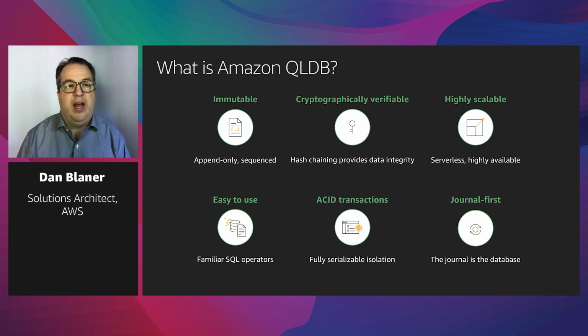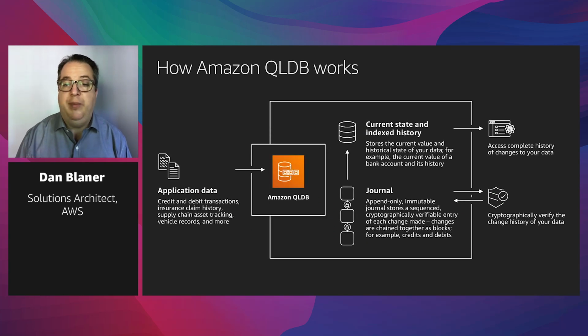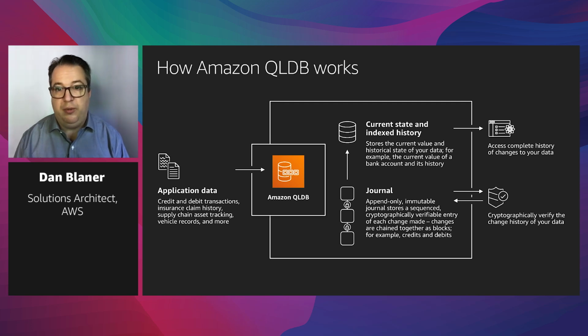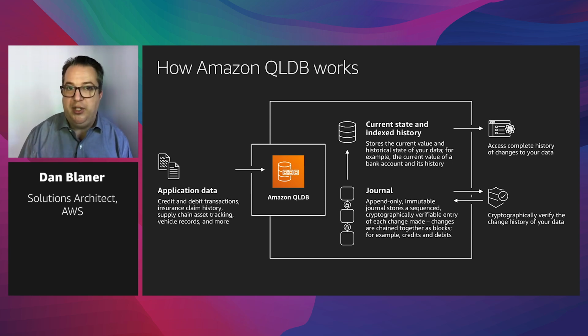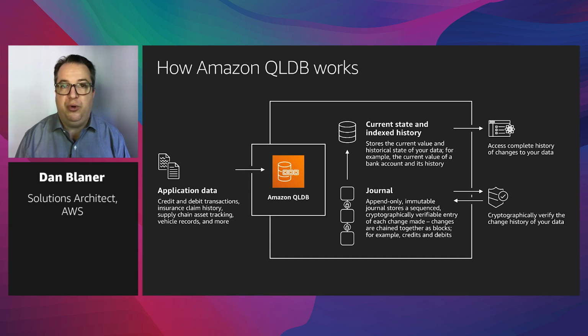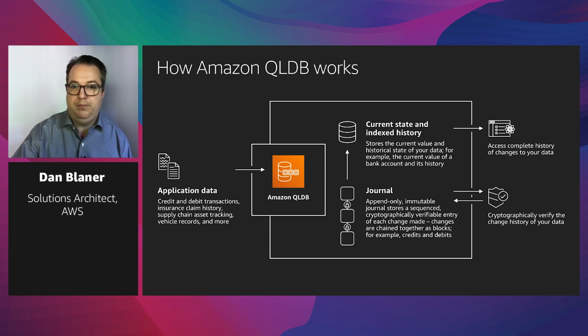This is an example of how QLDB works. Like any other database, your application will write data into QLDB using a driver. When data is written to your ledger, it is first committed to the journal. The journal provides immutability and verifiability by storing a log of each transaction in a sequenced way using cryptographic techniques. It is then written to the current state and index tables, which, as the name suggests, store the current and historical values of all of your data.